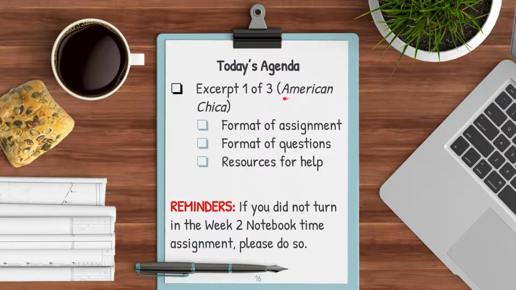Today's agenda is we're going to work on the excerpt. We're going to do 3 excerpts over the course of this Quarter 3. The first one that we're working with comes from a book called American Chica. So I'm going to talk about the format of the assignment, the format of the questions, and then resources that help you answer those questions. As a reminder, if you did not turn in the Week 2 notebook time assignment from earlier this week, please make sure that you do so as soon as possible.